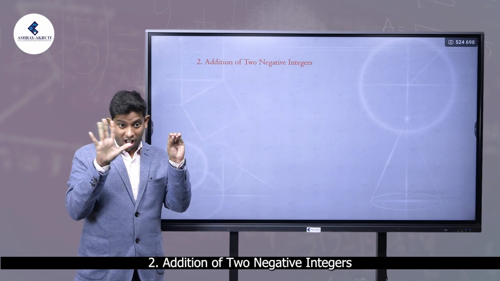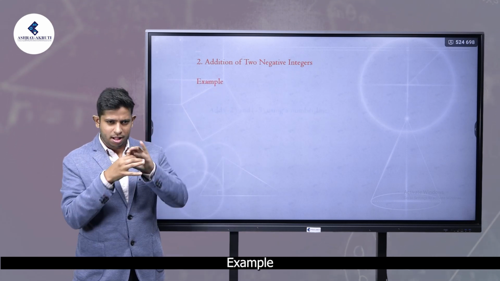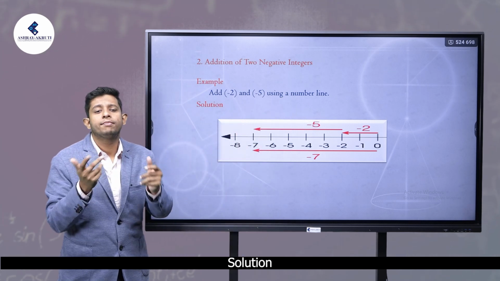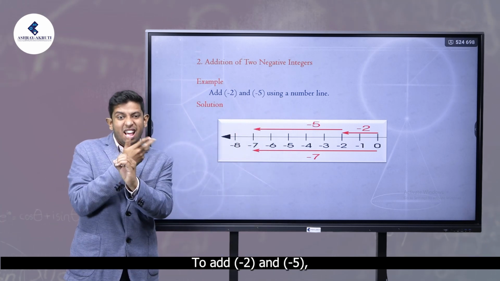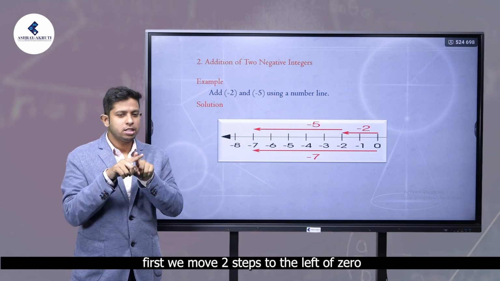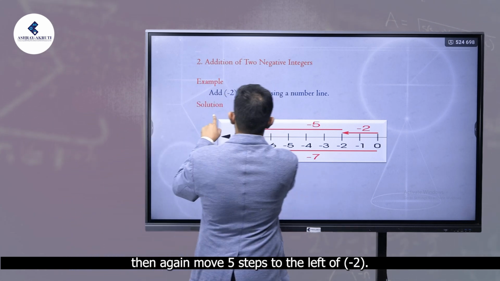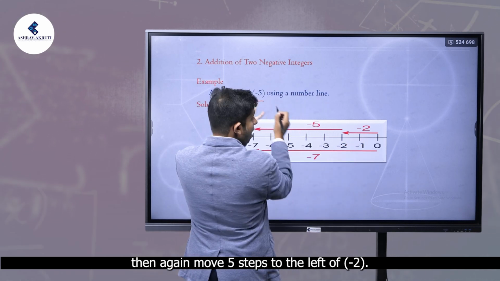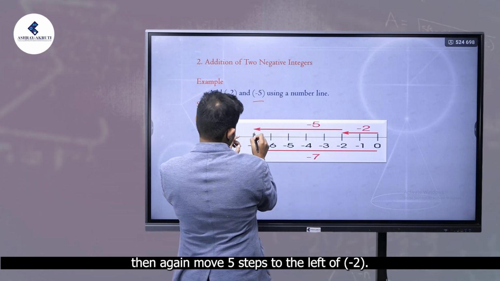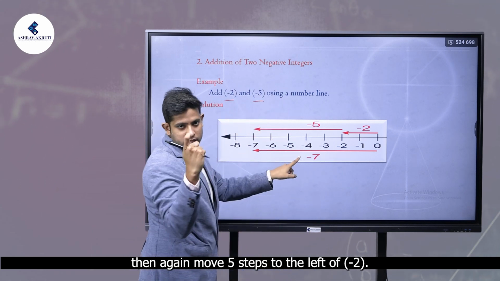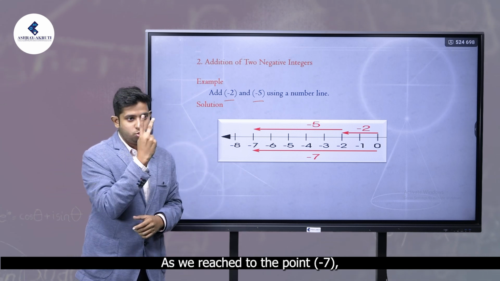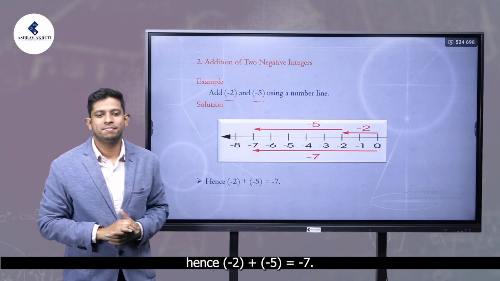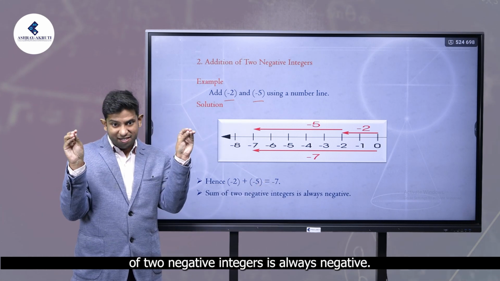Addition of two negative integers. Example: add minus 2 and minus 5 using a number line. Solution: to add minus 2 and minus 5, first we move 2 steps to the left of 0, then again move 5 steps to the left of minus 2. As we reach the point minus 7, hence minus 2 plus of minus 5 is equal to minus 7. This shows that the sum of two negative integers is always negative.